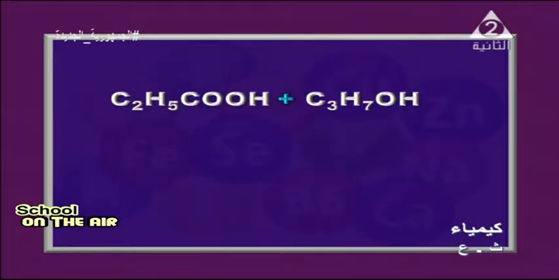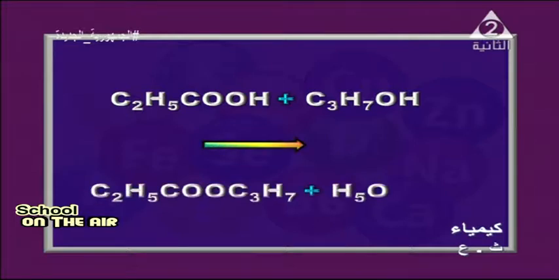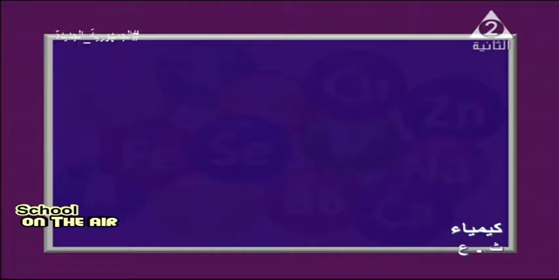As propanoic acid, as shown in the figure, C2H5COOH reacts with propyl alcohol, C3H7OH. It gives propyl propanoate, C2H5COOC3H7, and water is produced.